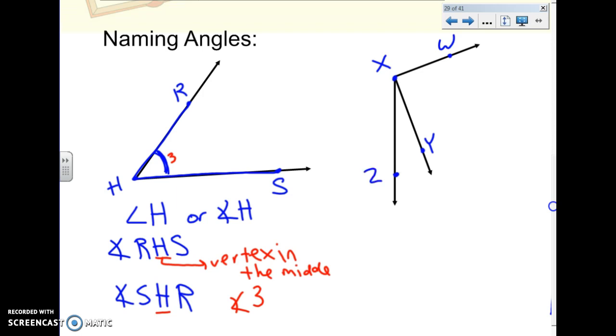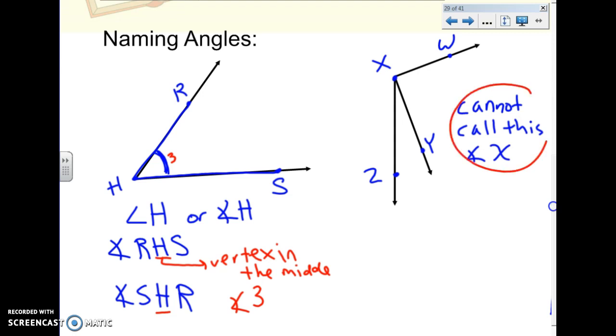All right, you cannot call this angle X. You cannot do that. And you're probably already thinking about why. It's because there are different angles coming out of angle X, and you don't know if angle X is talking about this part or the whole big angle. You just don't know. So when it looks like this, you have to be a little bit more precise.